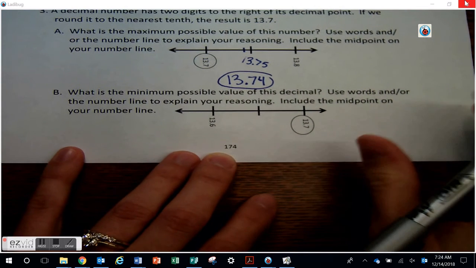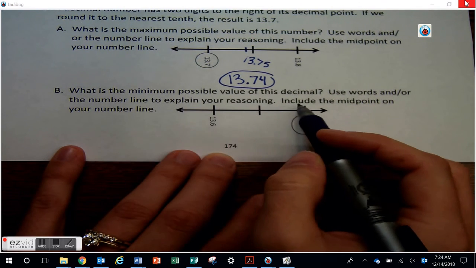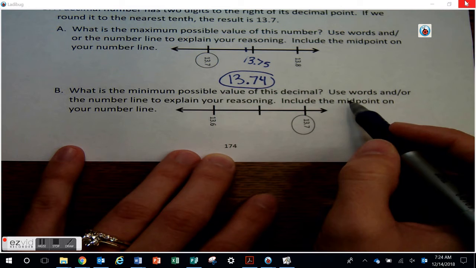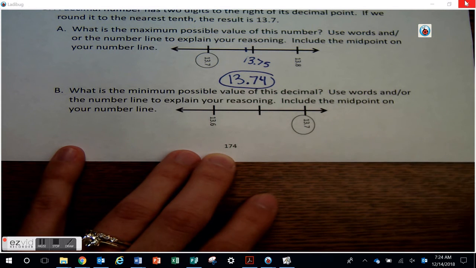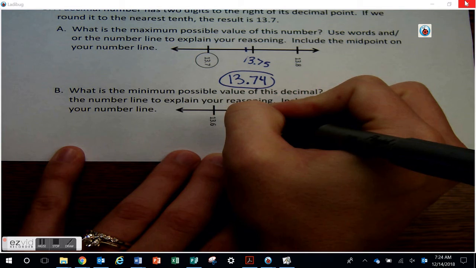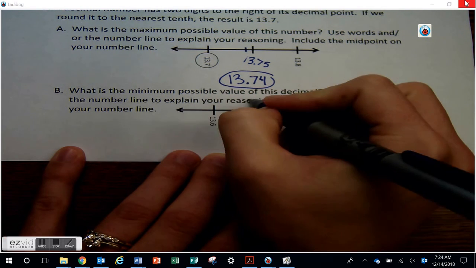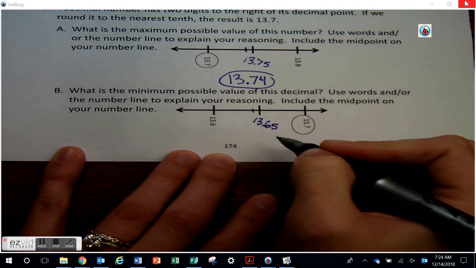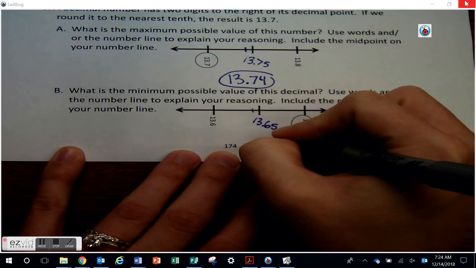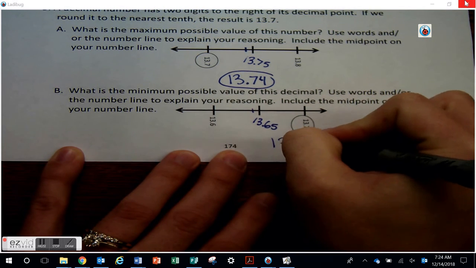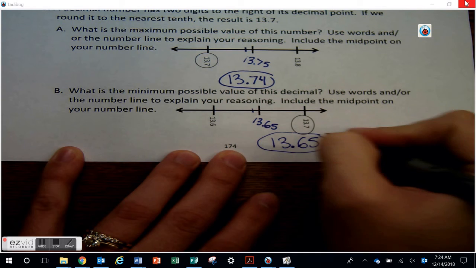Okay, what is the minimum possible value of this decimal if it rounds to 13 and 7 tenths? The minimum possible, well, this is 13 and 65 hundredths. Well, that would round up. If I had 13 and 64 hundredths, that would round down. So we need to round up. 13 and 65 hundredths is our answer.